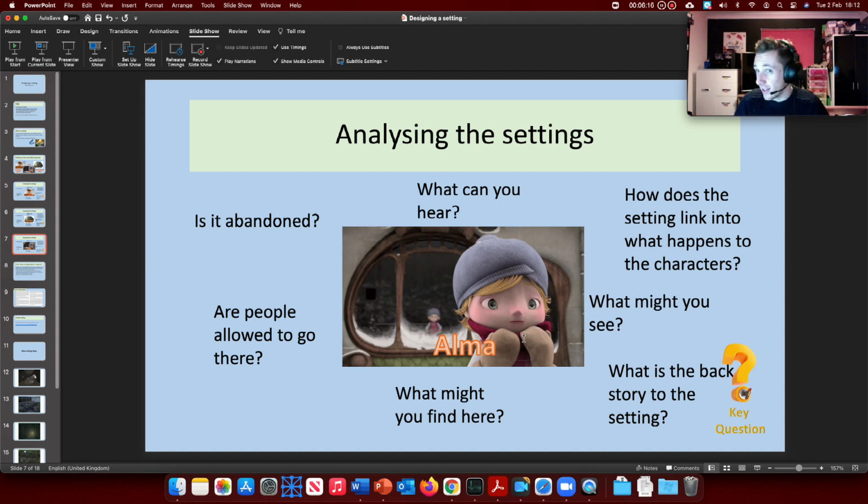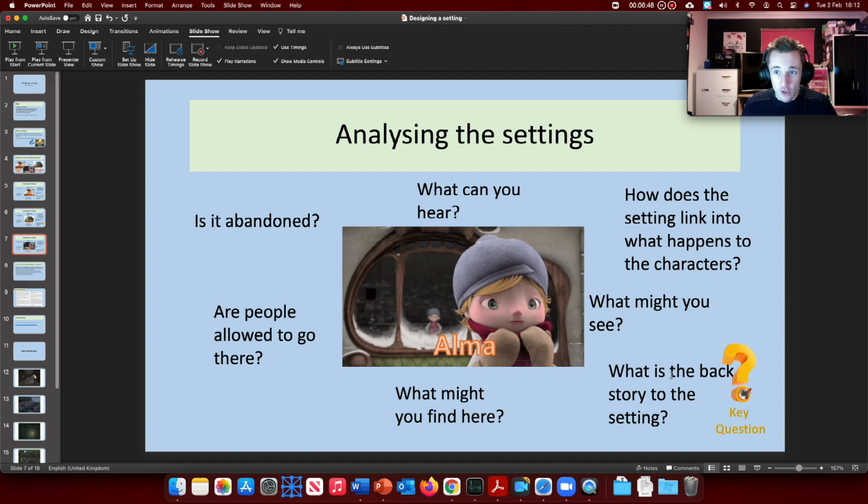How does the setting link to what happens to the character? Well, it's a doll shop, and because it's a doll shop, she becomes a doll. Makes sense. You wouldn't have her becoming a doll if you were setting your story in an abandoned warehouse, for example. It has to make sense, whatever you want to do. What might you see? The dolls. Now, the backstory for the setting, if you remember the video, and I'm going back a bit, you're going to have to cast your mind back.